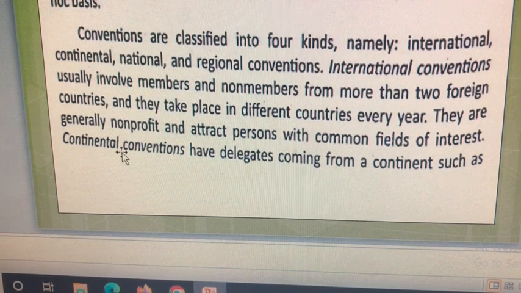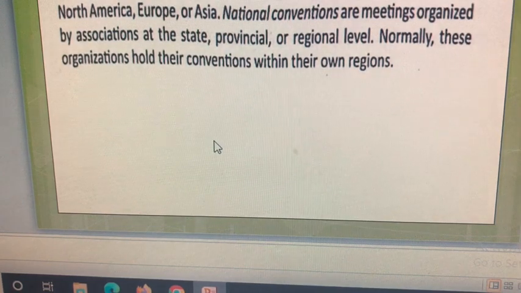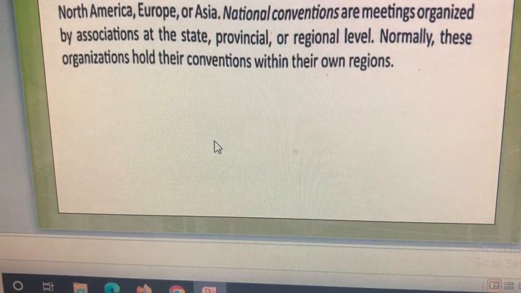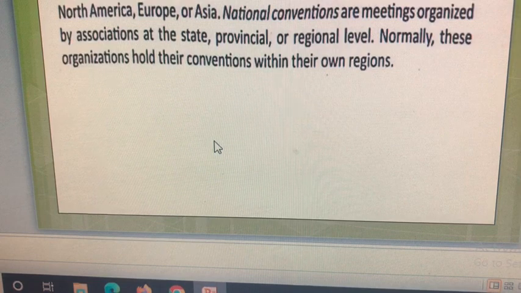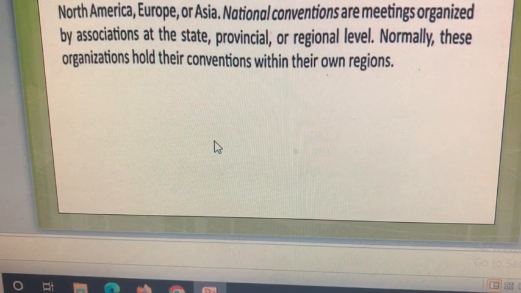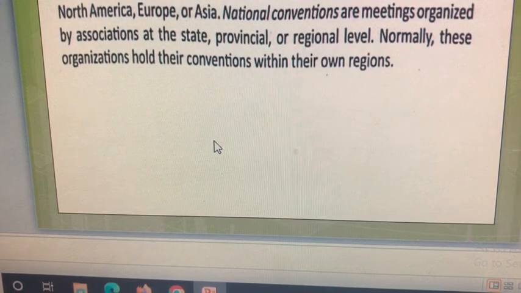And for continental naman, these are delegates coming from different continents, such as North America, Europe, or Asia. Then for national, these are meetings organized by associations at a certain state, provincial, or regional level. And normally, these organizations hold their conventions within their own regions.